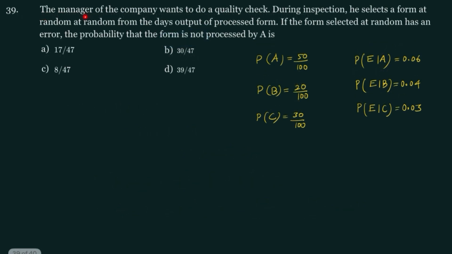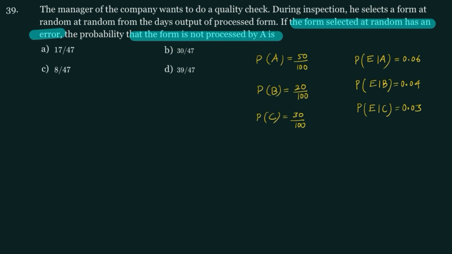Number 39, the manager of the company wants to do a quality check. During inspection, he selects a form at random from the day's output of a processed form. If the form selected at random has an error, so here the condition is given that the form has been selected randomly and it is found that there is an error, then that time we need to find the probability that the form was not processed by A.